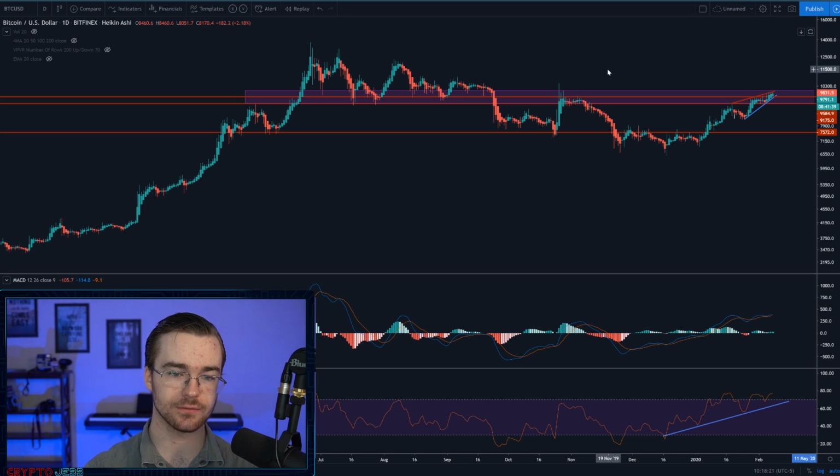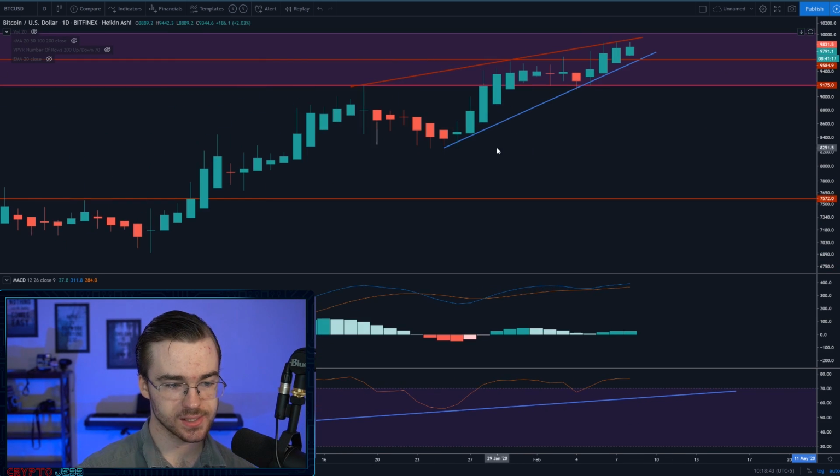If you guys are ever looking for a way to tell where an uptrend is and where a downtrend is, I encourage you guys, look at the Heikin-Ashi, look at the MACD. Bring these two technical indicators together because they make a power combo, guys. It's really, really important. And speaking of, what does this actually say for Bitcoin right now?